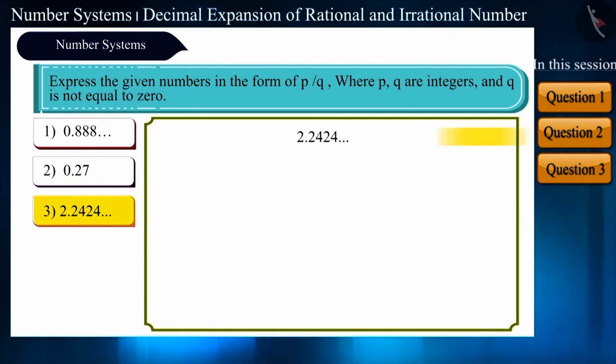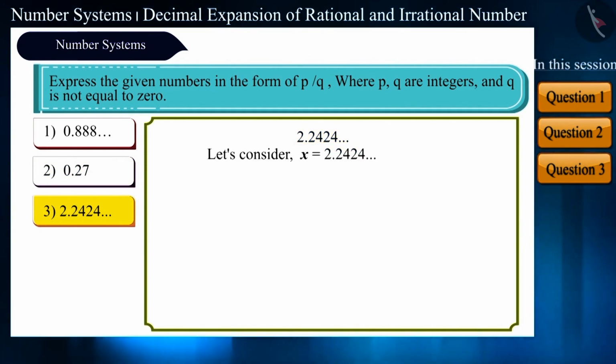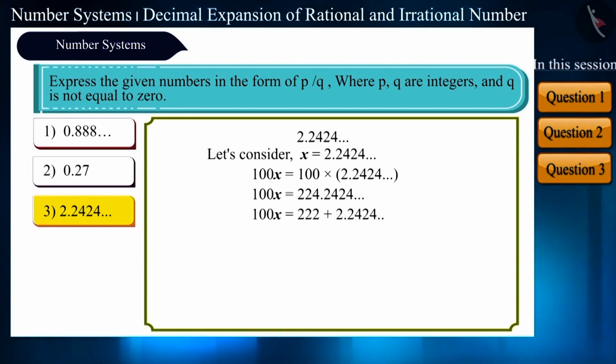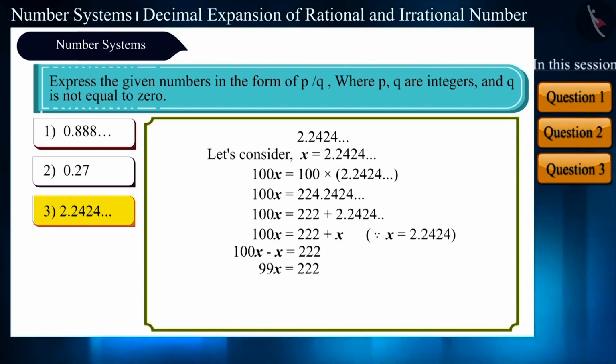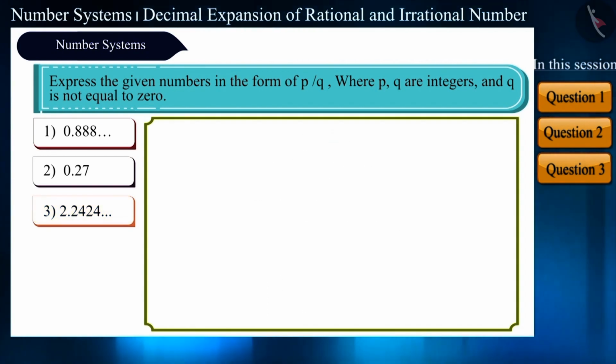Friends, let's take the third number, 2.2424. Let's consider it as x. In this number, two numbers, that is 2 and 4, are getting repeated after the decimal. So here we will multiply by 100 and solve it in this way. We get x is equal to 222 by 99.